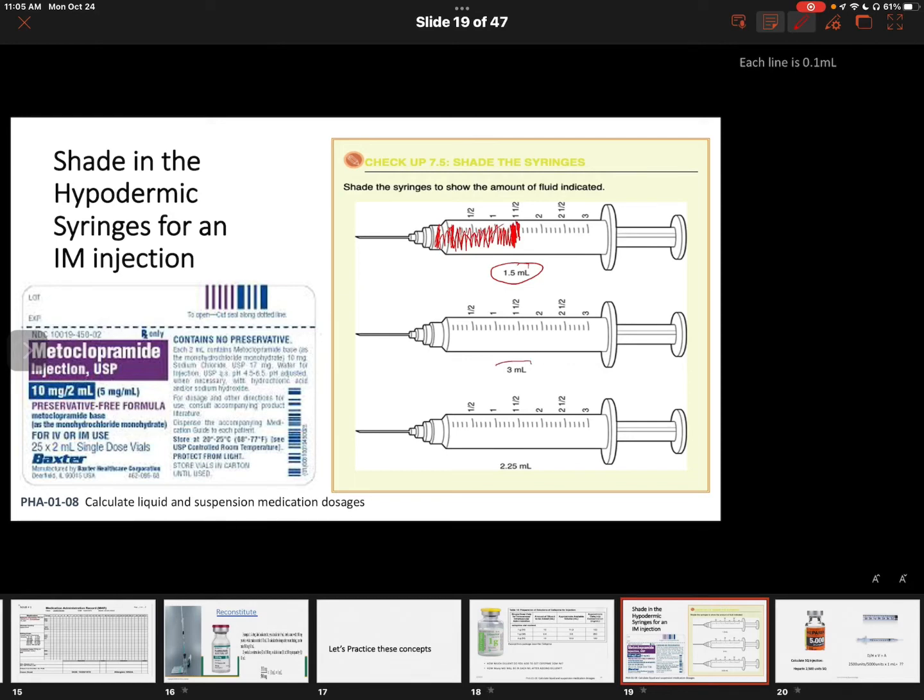Let's look at the next one. 3 milliliters. Well, that's the very top line. So I would fill up fluid in this entire syringe.